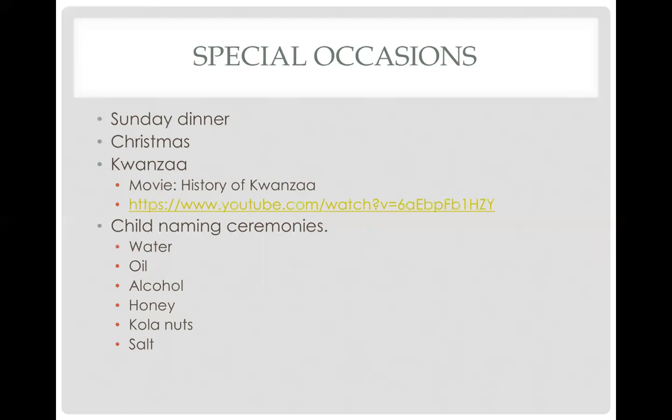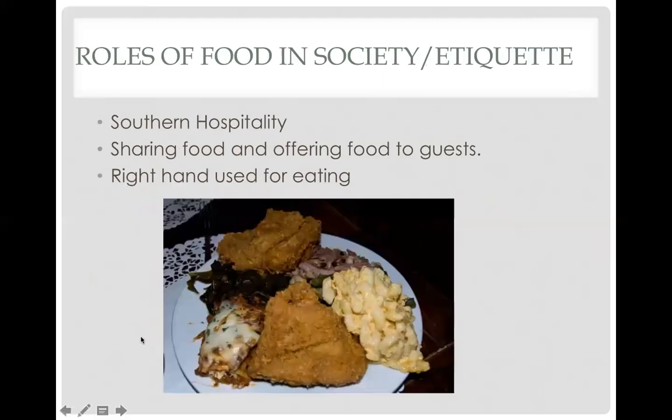They have special child naming ceremonies, and at a child naming ceremony, it's important for these six different ingredients to be present. Water represents purity, oil represents power and health, alcohol represents wealth and prosperity, honey represents happiness, kola nuts represent good fortune, and salt represents intelligence and wisdom.